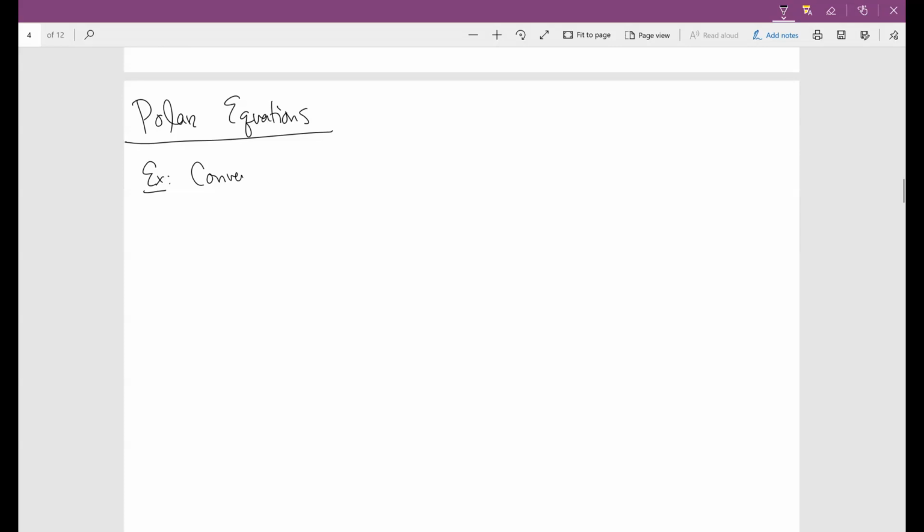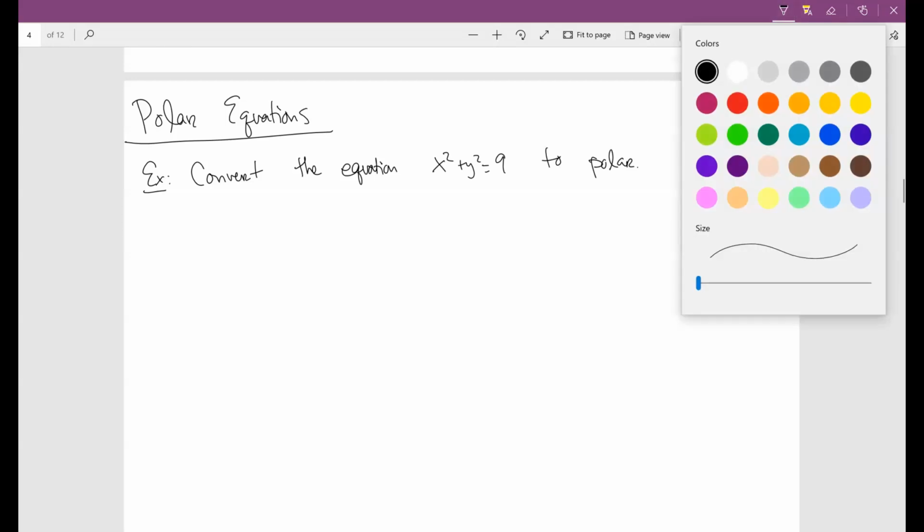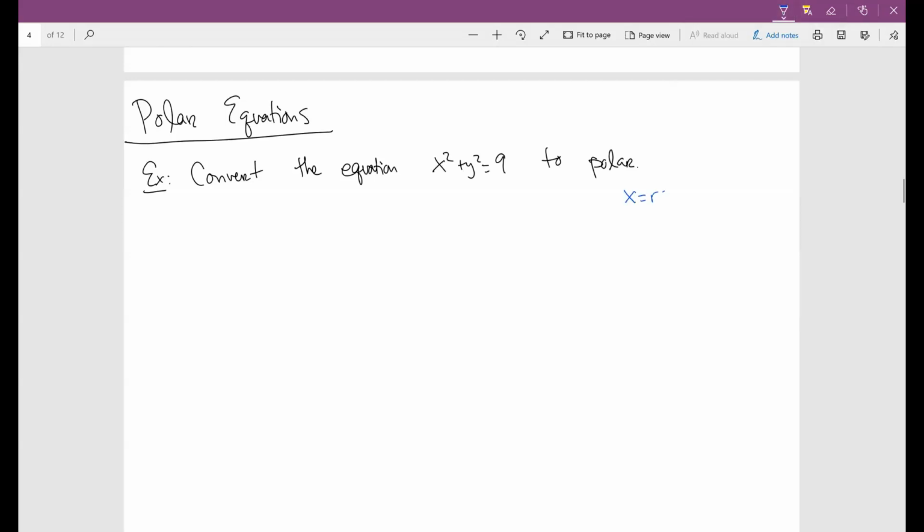So let's convert the equation x squared plus y squared equals 9 to polar. Okay, so this one, really what we want to be able to tap into is the equations x equals r cosine theta, y equals r sine theta, x squared plus y squared equals r squared, and then tangent of theta equals y over x. So these are the ones that we really want to be able to tap into.